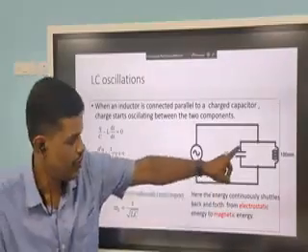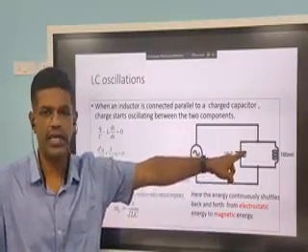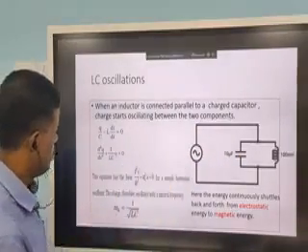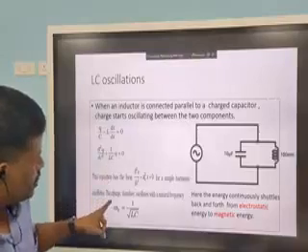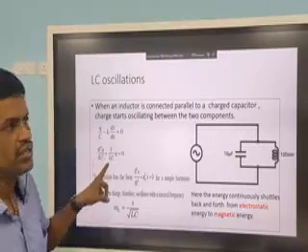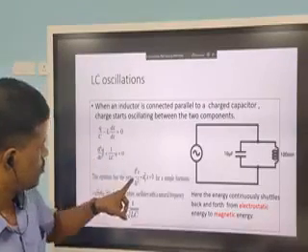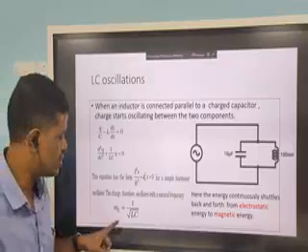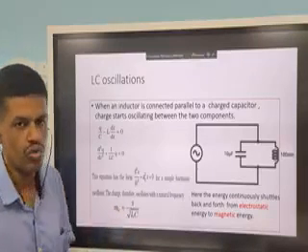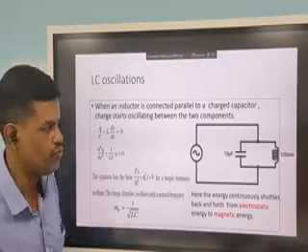We have an LC parallel circuit. This is called, in technical terms, a tank circuit. We can calculate the frequency of LC oscillations by comparing this with simple harmonic motion. Comparing to the equation of simple harmonic motion, we get the result that the angular frequency of LC oscillations is equal to 1 by root of LC, or nu is equal to 1 by 2 pi root of LC.